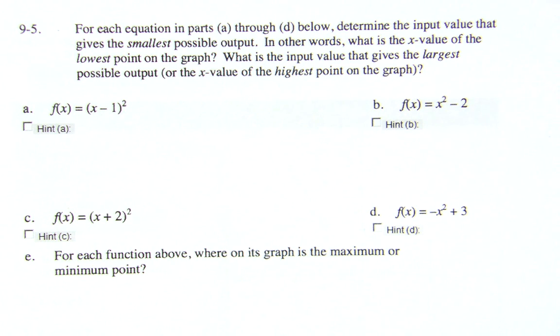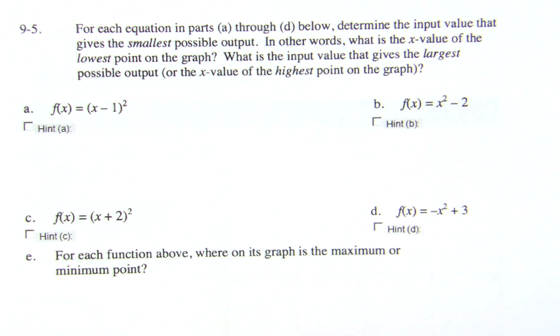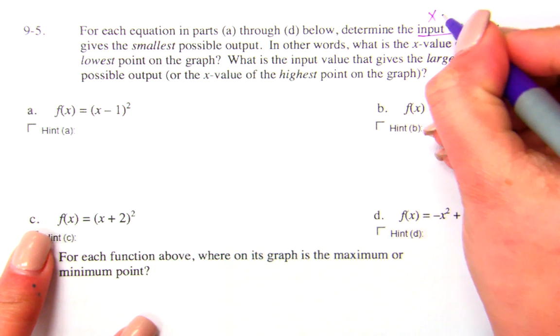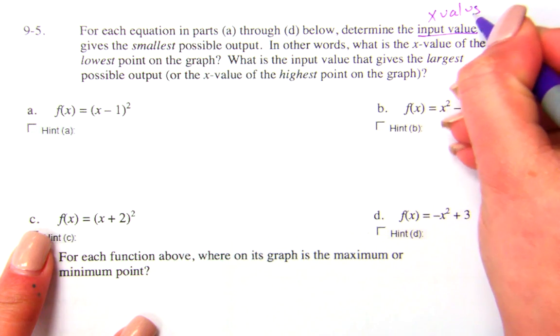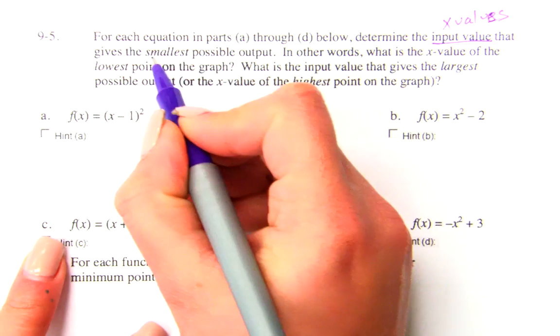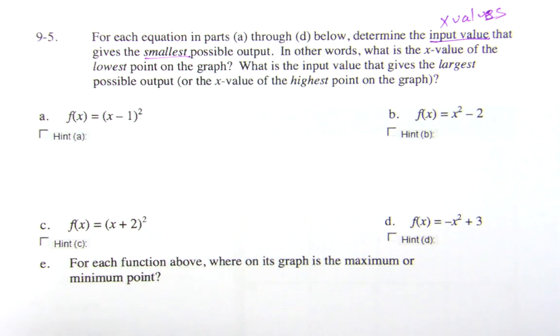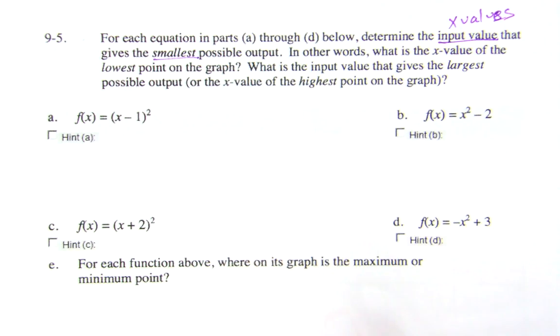Number 5 says: for each equation, parts A through D below, determine the input values, so our x values, that's what we want to find, that give the smallest possible output. In other words, what's the x value of the lowest point on the graph, and what is the input value that gives the largest possible output, or the x value of the highest point on the graph.